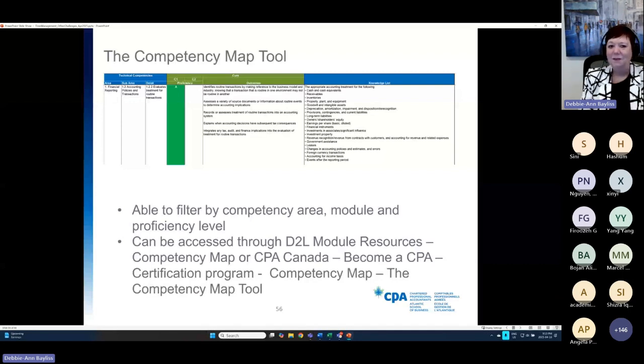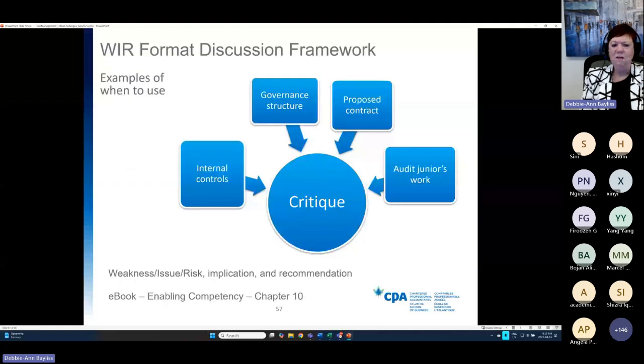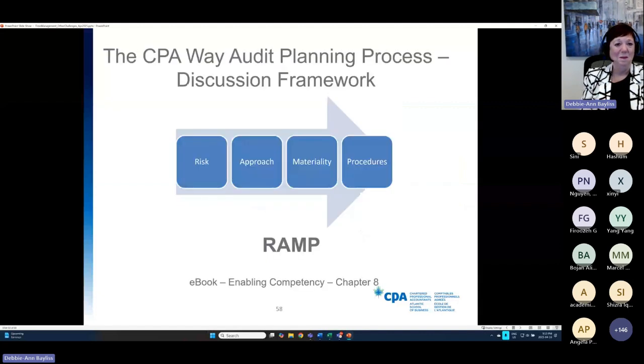That WIR, okay? That's great when you're critiquing, when it comes to identifying internal control issues, weaknesses, governance weaknesses. Maybe you're asked to look at a proposed contract, or you're asked to look at auditors' junior work. It's great. W stands for weakness, risk, or issue. I stands for implication. R stands for recommendation. Guess what? To meet the depth requirement, you have to talk about the implication. It's a very good format to use.